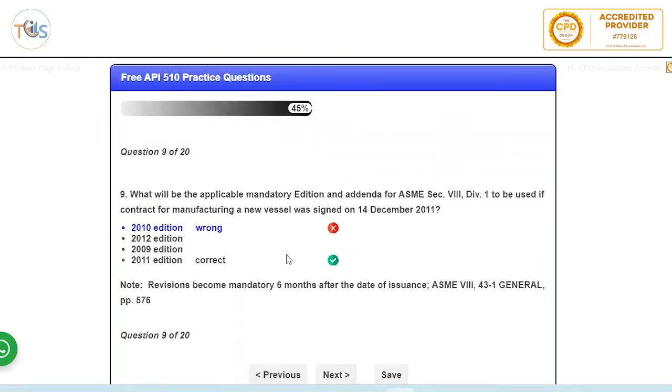What will be the applicable mandatory edition if a vessel is manufactured and was signed off on 14 December 2011. Now, once a mandatory edition is published, normally in January, there is a 6 months grace period where it can be applied, so maximum 6 months. So if it is done December 2011, the 2011 edition will apply because it's published in January and December is like 11 months here, okay?